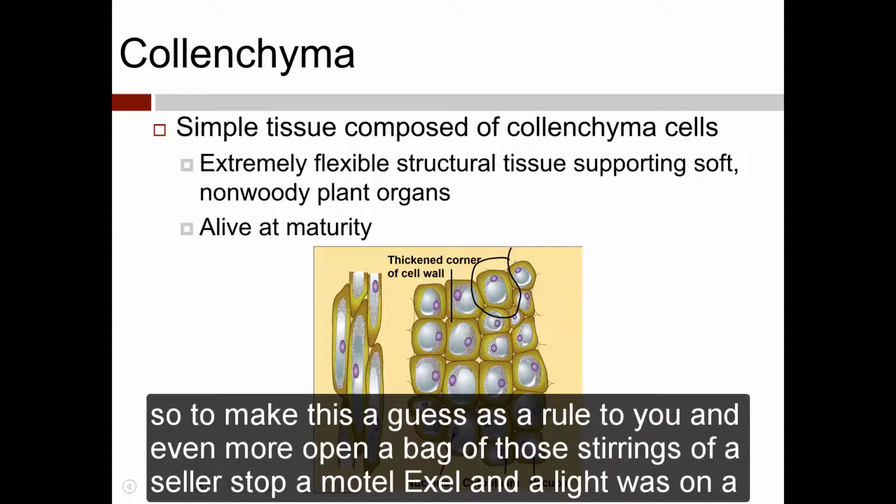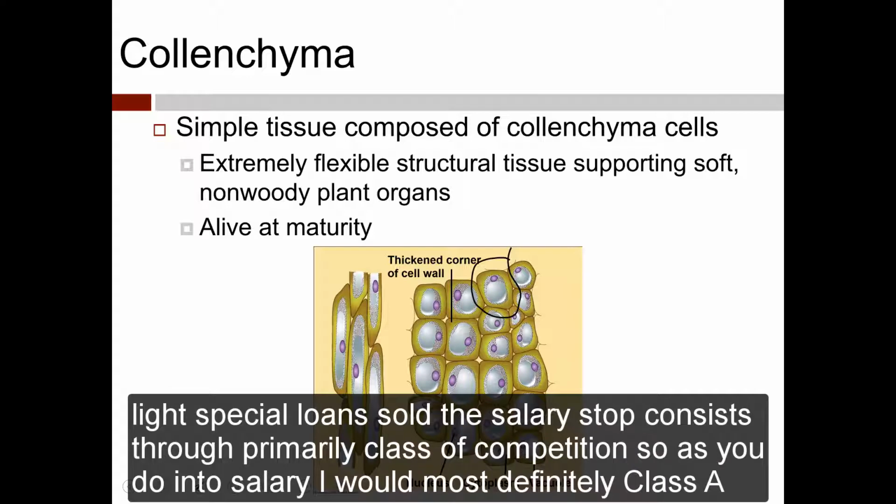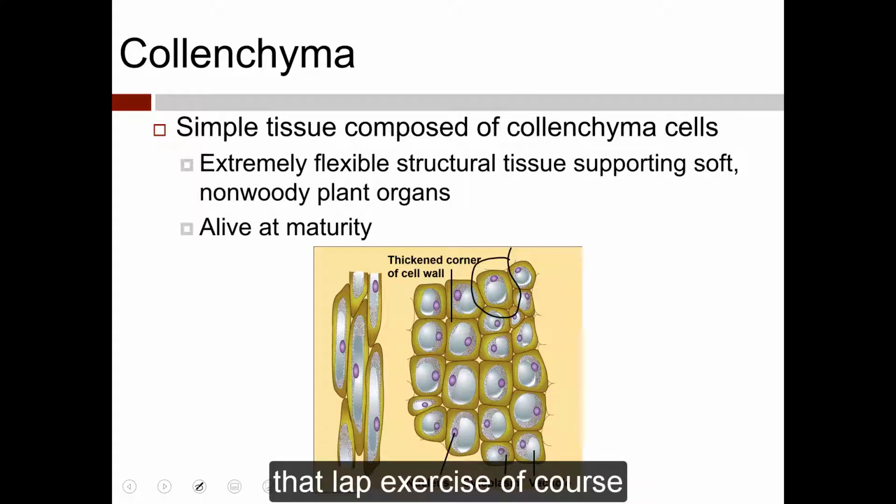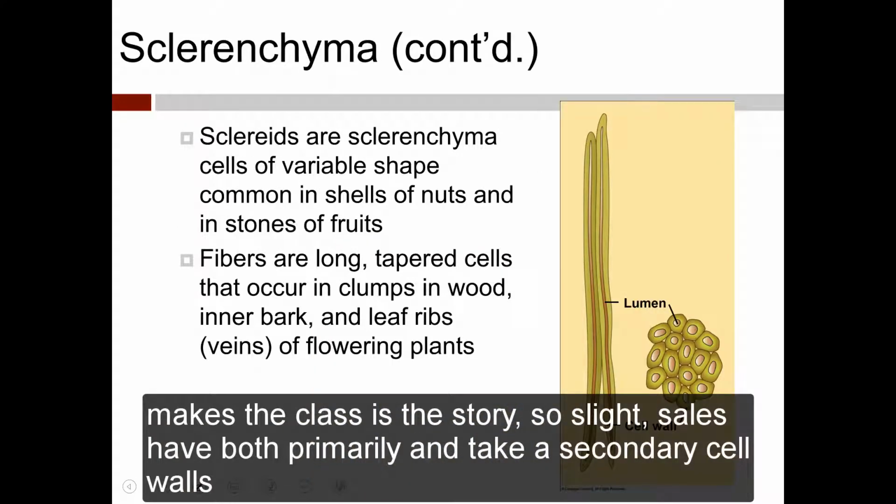To make this real to you, and even more real to me, think of those strings of a celery stalk. I don't know if y'all like celery, but I like a little celery in my life, especially with wings. The celery stalk consists primarily, class, of collenchyma tissue. As you eat your celery, take a bite, and you all will see strings, and you will especially see those very same strings when we have that lab exercise, of course. Next up, class, is sclerenchyma.